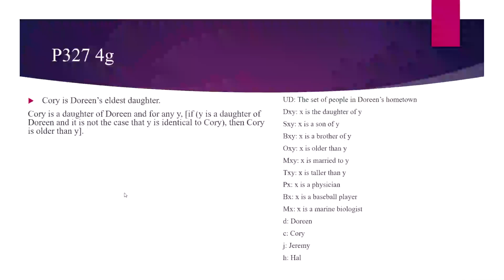So there are parentheses, they're in the exact same place as the last one, and this is the symbolization. It looks very similar to the previous problems. We've got Corey is Doreen's daughter, and for any y, if y is a daughter of Doreen and not the same person as Corey, then Corey is older than them.